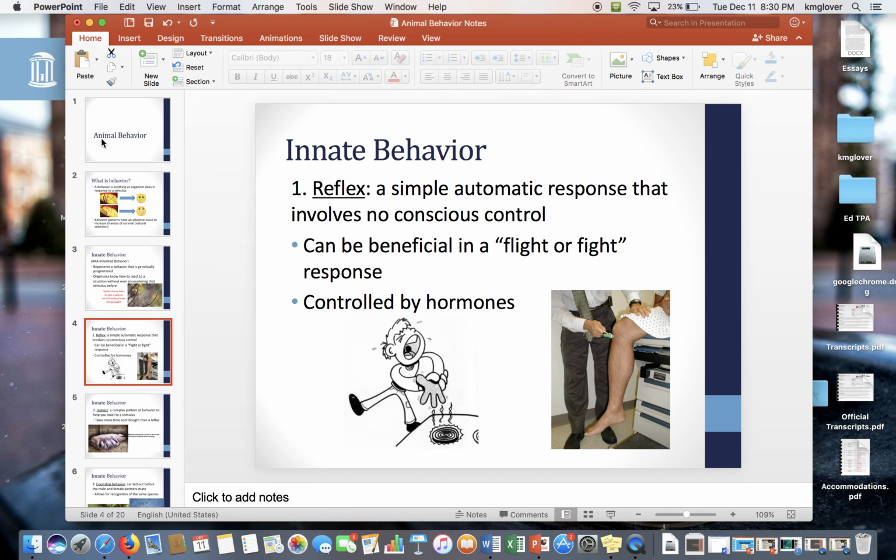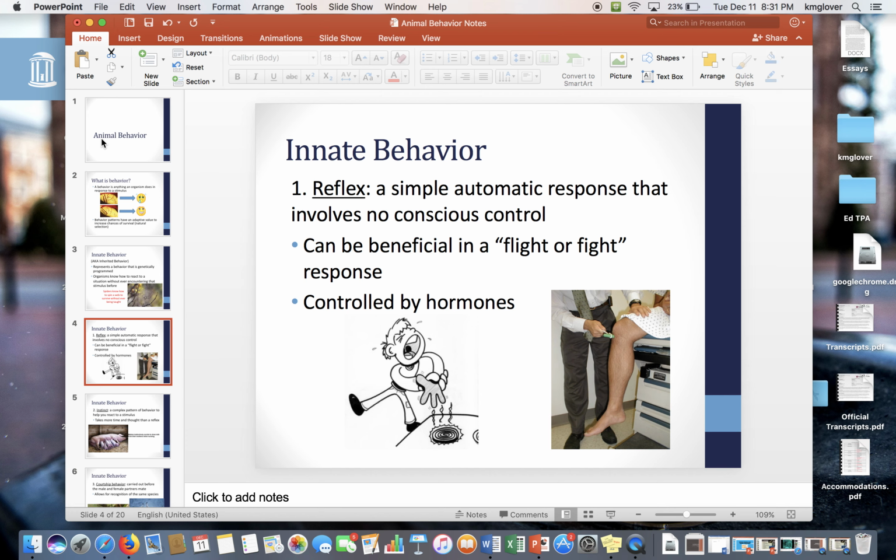You have reflexes. You know what a reflex is. If something's coming for your eye like water, you're going to close it. Okay, if someone gets too close to your eye with their finger, you are going to close it. That is a reflex. A reflex means it's simple, it's automatic, and it involves no conscious control.